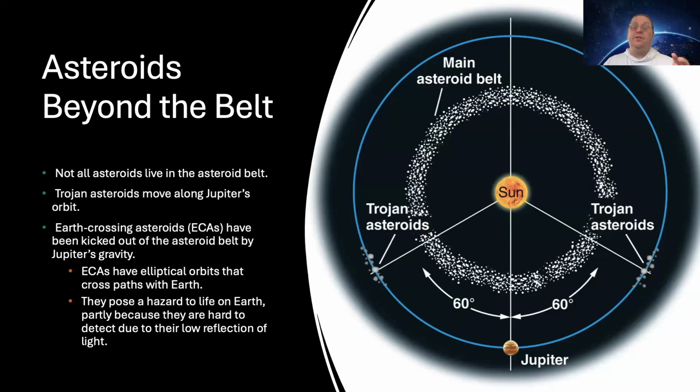The Trojan asteroids are located in L4 and L5. They are in basically gravitational wells. And so, even if there's a little bit of gravitational interaction between themselves or possibly even Saturn, they don't generally tend to leave that location.